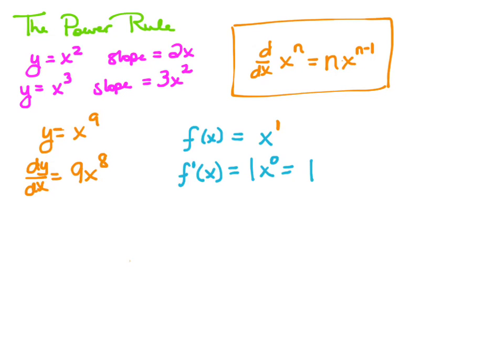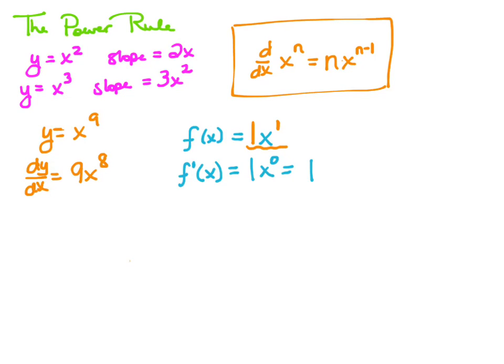Now if you notice, this function that I started with in this example is just a linear function. And remember, whenever we're finding a derivative, what we're really doing is finding a slope. And you've known for a long time that the slope of a linear function is really just the coefficient in front of x, which in this case is 1. And so when I find the derivative, I get the slope of x, which is 1.